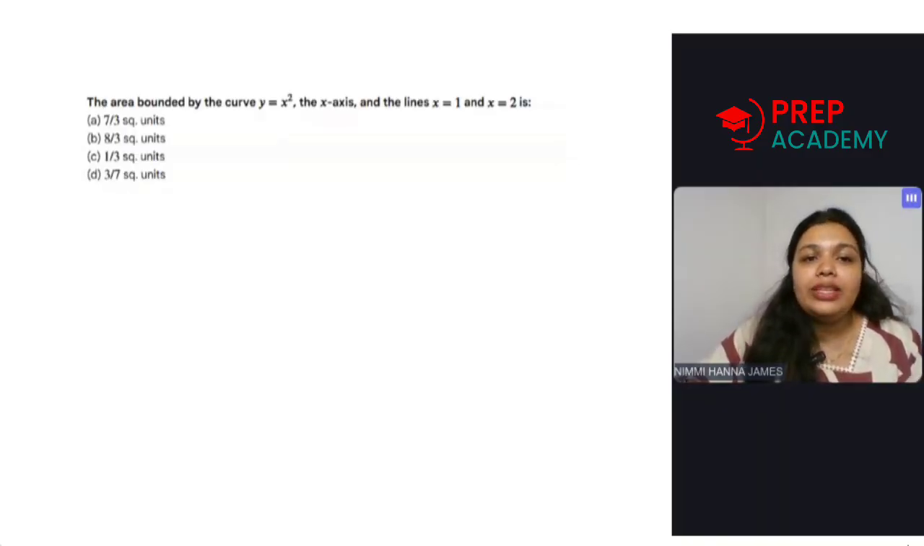The area bounded by the curve y equal to x square, the x-axis and the lines x is equal to 1 and x equal to 2 is. So this is a problem from the applications chapter.